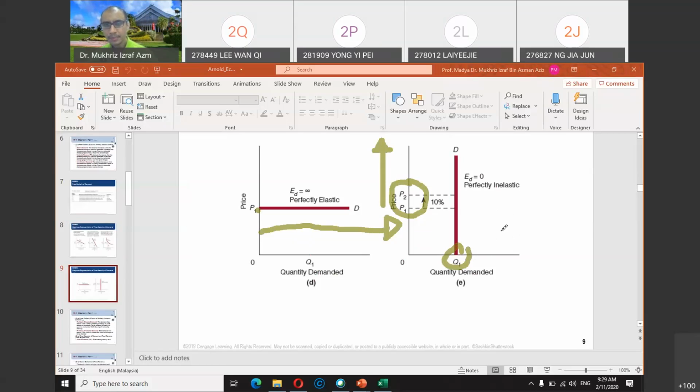So in these two extreme cases, we call them perfectly elastic, where the demand curve is perfectly horizontal, or perfectly inelastic, where the demand curve is perfectly vertical. No matter how much the price changes, the Q will remain the same. So that is perfectly inelastic. And if the price slightly changes, a very small change in the price, the quantity can go from zero to infinity. So those are the two extreme cases under elasticity of demand.